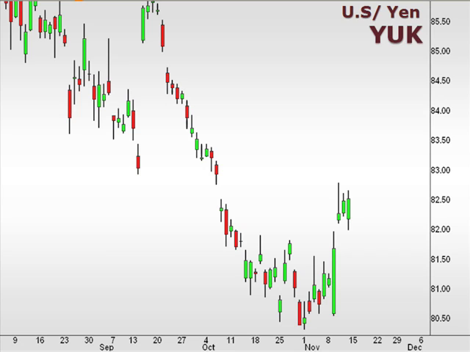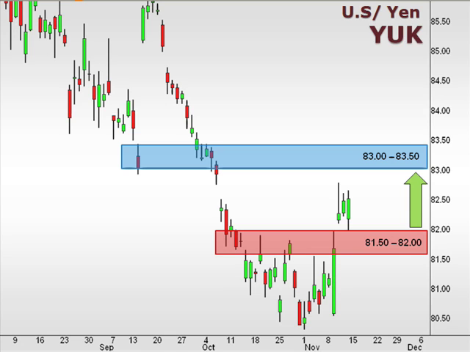Next up, the YUK, the US versus the Japanese yen. Well, the YUK broke 82 and spent the better part of the week consolidating above this level. Now, although we could see a retracement back down towards 81.5, our next upside target is 83.5.